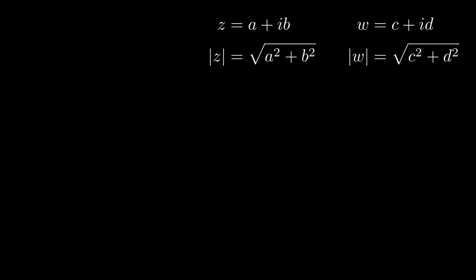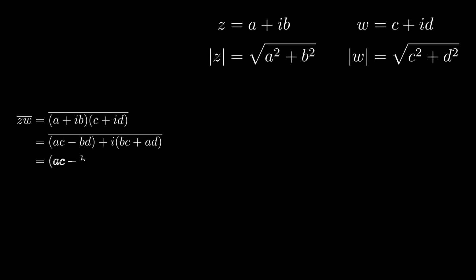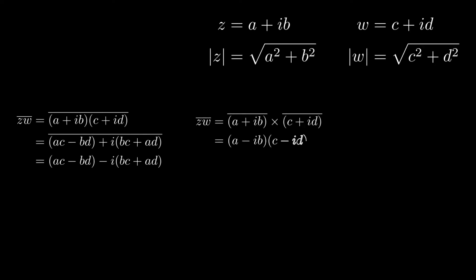Now we'll consider multiplication. So we'll consider the conjugate of zw first, which means we need to multiply the two complex numbers first, then take the conjugate. And the conjugation step again just switches the sign of the imaginary part. Now let's look at z conjugate times w conjugate, which means we take the conjugates first, and then we multiply. And as you can see, again we get the same result as the conjugate of zw.